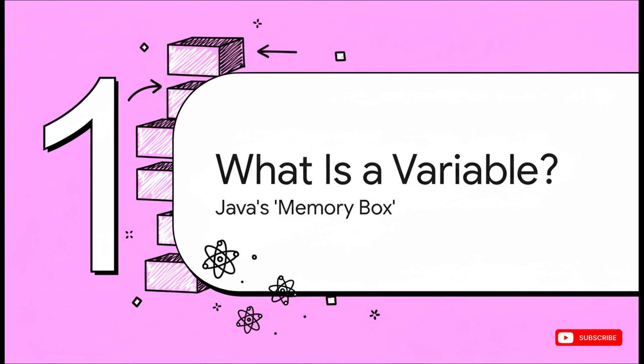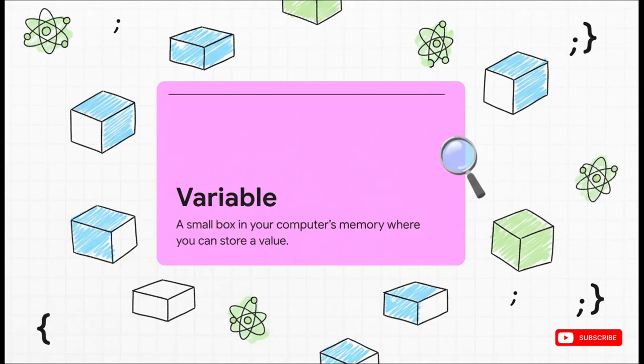You know, the easiest way to wrap your head around this is with a really simple and, honestly, perfect metaphor: the memory box. Seriously, that's all it is. Just picture a tiny little box somewhere inside your computer's memory. You give that box a name, and you put something inside it, a piece of information, a value that you can come back and use whenever you want. It's just a labeled container.